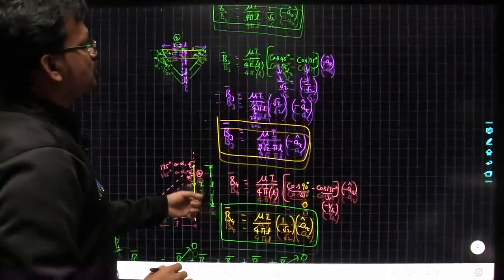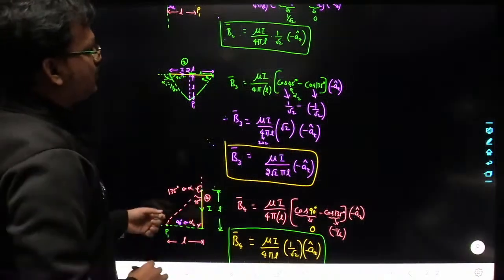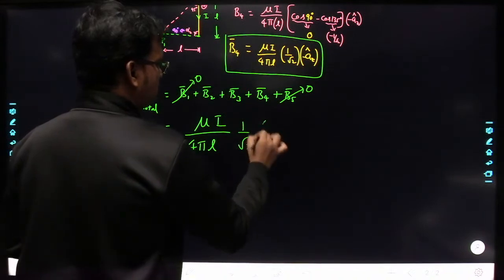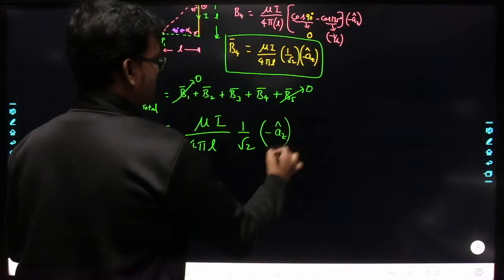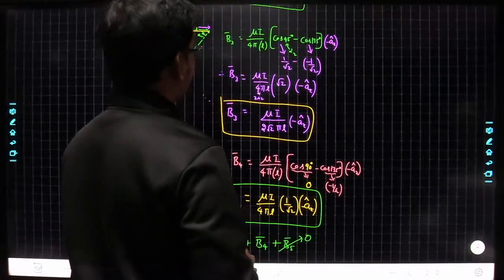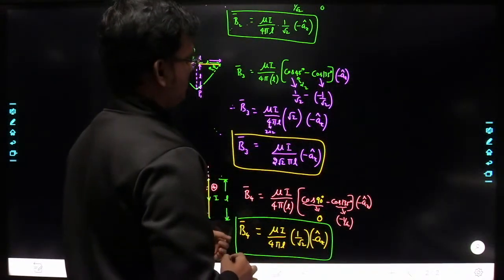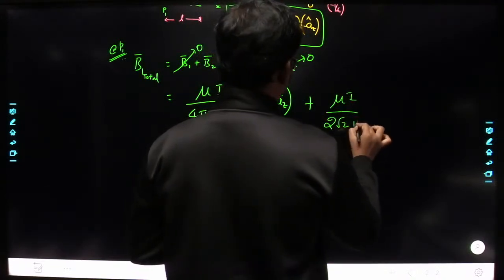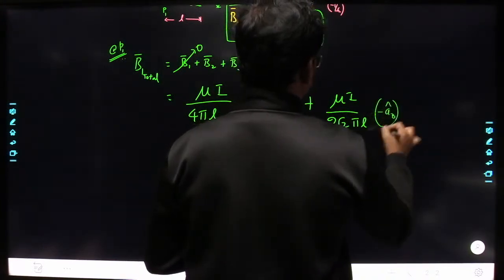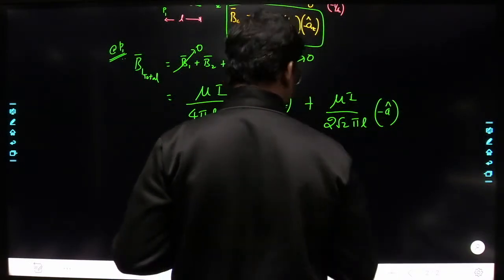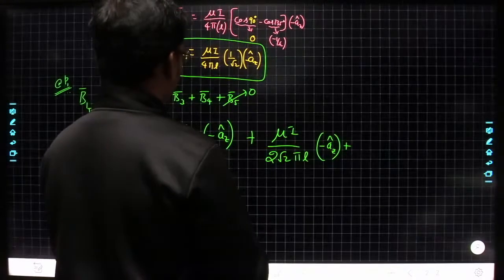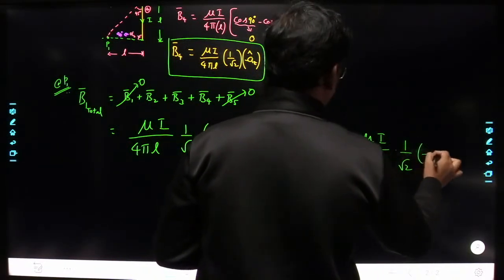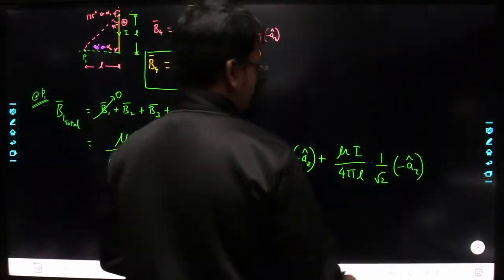So what we got? So B2 is equal to what? Mu I by 4 pi L into 1 by root 2. It is pointing in which direction? It is pointing in negative Z direction, right? Plus B3, mu I by 2 root 2 pi L, and it is also pointing in negative Z direction. Next, B4 is mu I by 4 pi L into 1 by root 2 minus A_Z cap. B5 is 0.